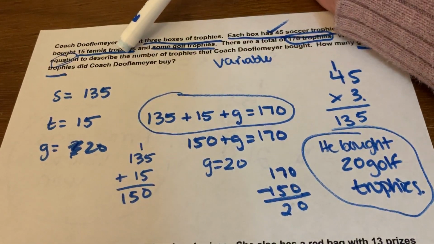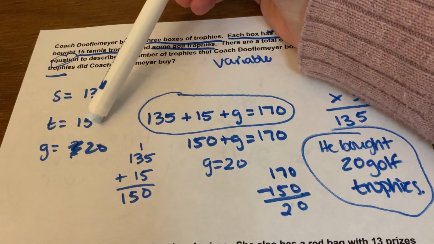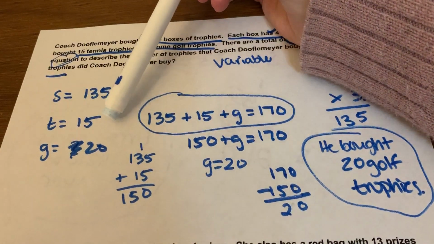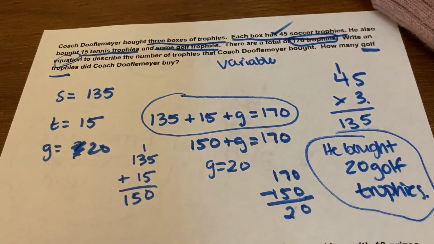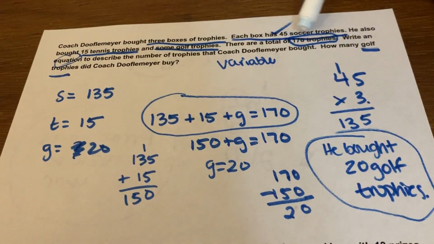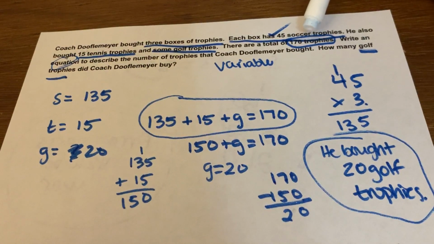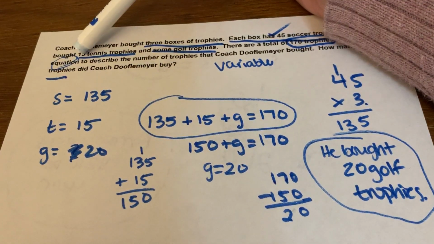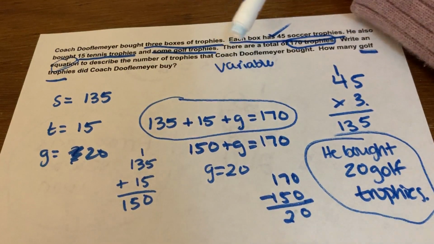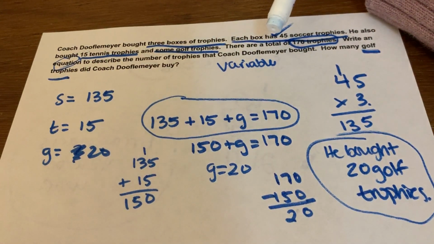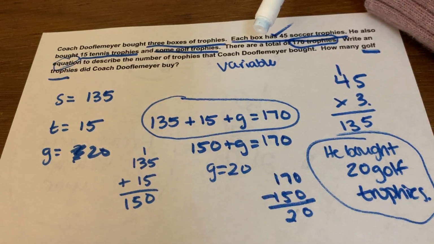Then he said he bought 15 tennis trophies. That's something I know. I can just write that down as something I know. And some golf trophies. So some unknown number of golf trophies. However, they did tell us that we have 170 trophies. They also said they wanted an equation, which means we needed a variable, and we used G. And they also wanted to know how many of those 170 trophies actually were golf trophies.